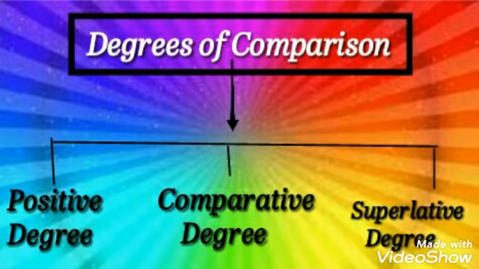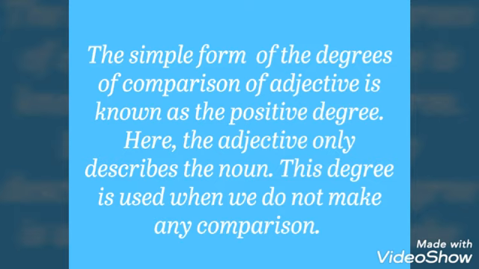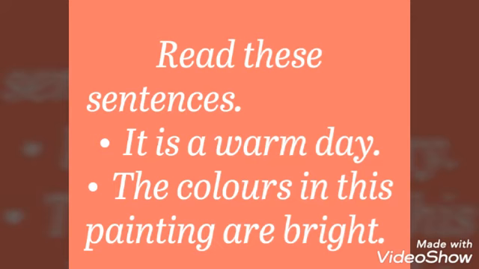There are 3 types of degrees of comparison: positive degree, comparative degree and superlative degree. The simple form of the degrees of comparison of adjective is known as the positive degree. Here the adjective only describes the noun. This degree is used when we do not make any comparison. Read these sentences. It is a warm day. The colors in these paintings are bright.